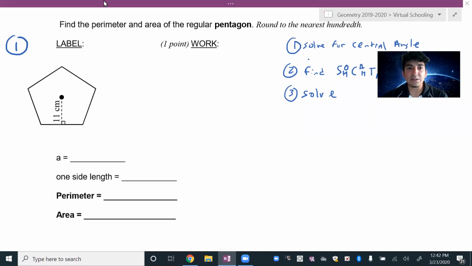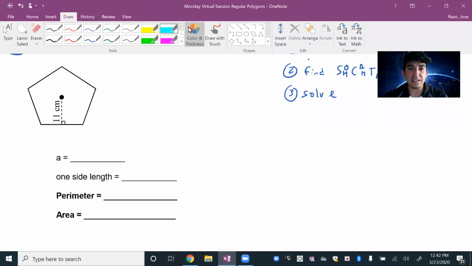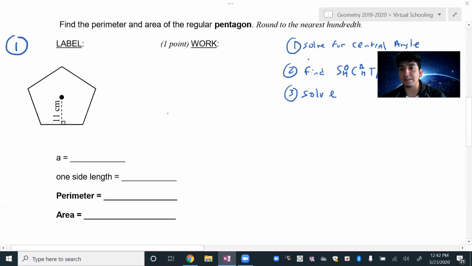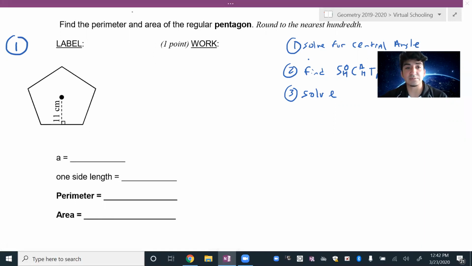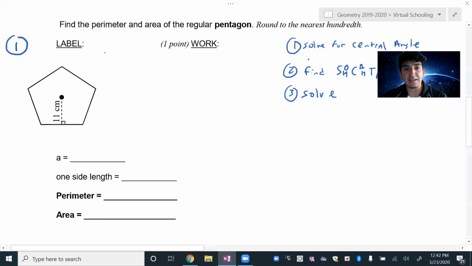In order to find the perimeter of this and everything else that comes along with it, you have to know how many sides there are. So in this problem, n is equal to how many sides? 1, 2, 3, 4, 5. So there's 5 sides. Now for the central angle, our first step is that we're going to take 360 divided by 2n.